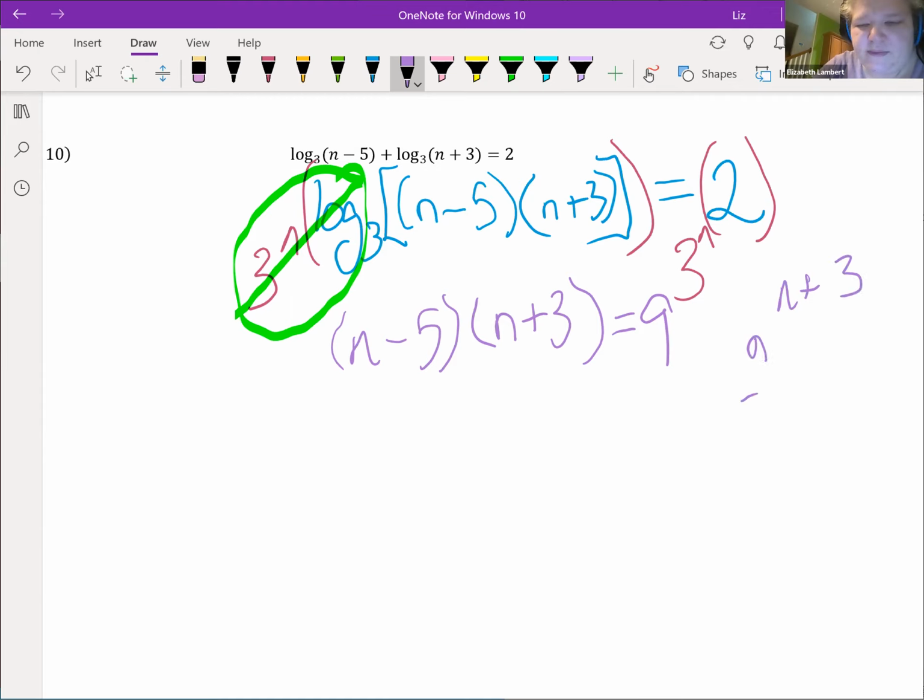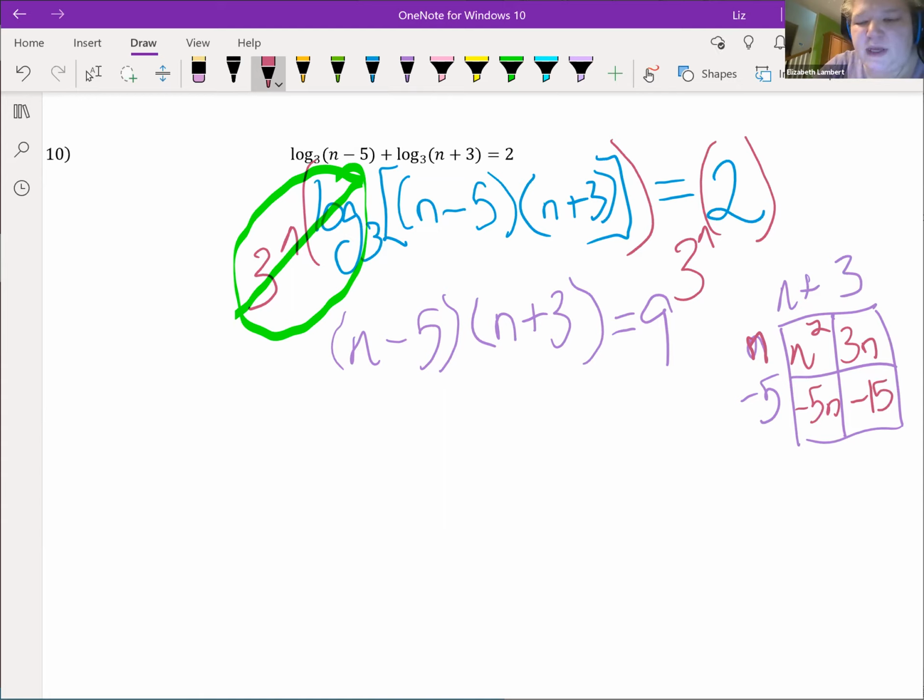So just in case some of y'all didn't ever watch the boxing videos, I'm just going to run through it over here. So that is n times n is n squared, n times 3 is 3n, negative 5 times n is negative 5n, and then we get negative 15, just doing our multiplication. So I have n squared, 3n minus 5n is negative 2n, and a minus 15 still equal to 9.